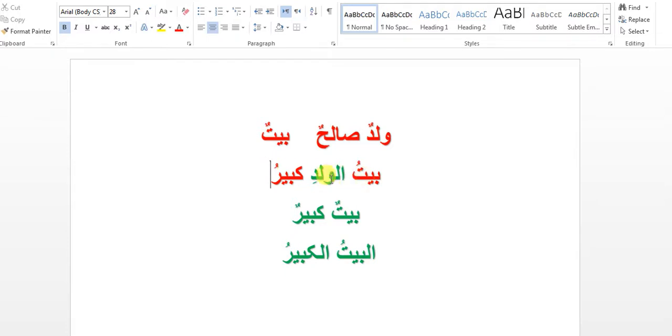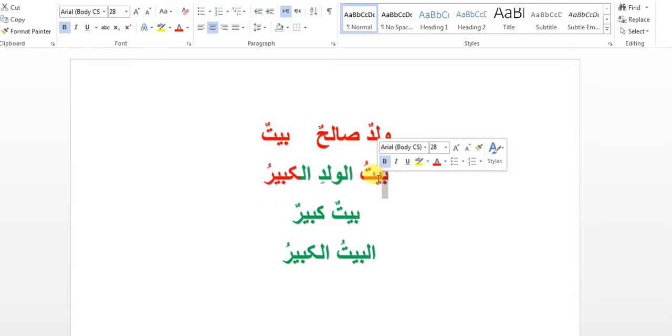But I am going to write this al-kabir. Why? Because baytu al-waladi is a marifa, not nakira. When it is marifa, you need to make its sifat also marifa, because when something gets related with someone, that thing is not nakira, it becomes marifa. For example, baytul waladi. Now what am I saying? I am not saying a general home. I am saying only that boy's home, not the general home.